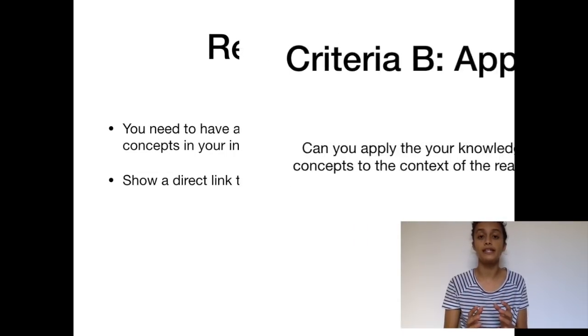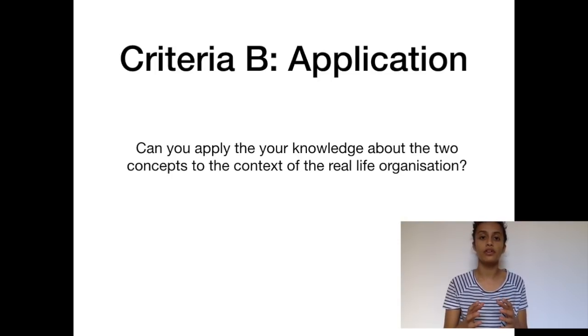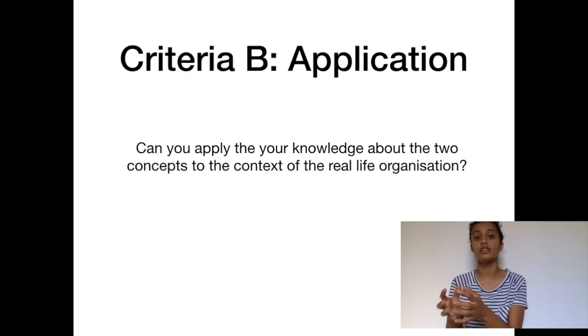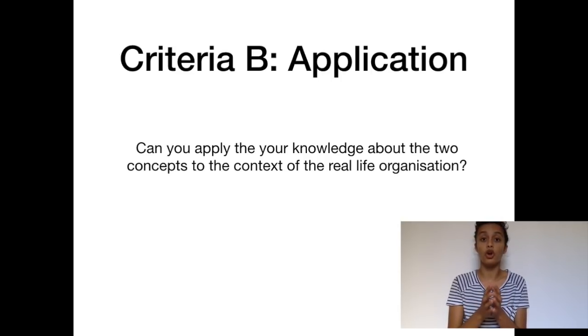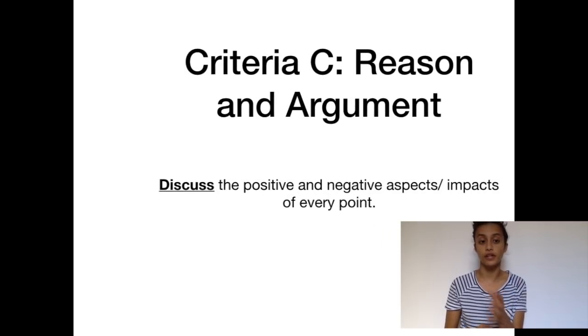So criteria B is application, and this tests whether you can apply the theories and the concepts, the ideas and the concepts, in the context of the real-life organization that you're talking about. So this criteria really tests if you have a lot of knowledge about the business that you will be discussing in your essay. And because of that, it is really important that you do a lot of research and you do all your homework and you understand all the aspects of the business. And I will talk about the research process for the CUEGIS essay later on in this video.